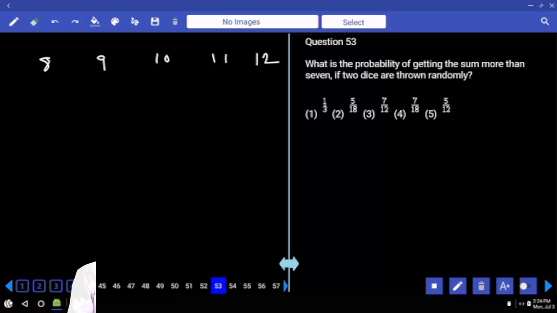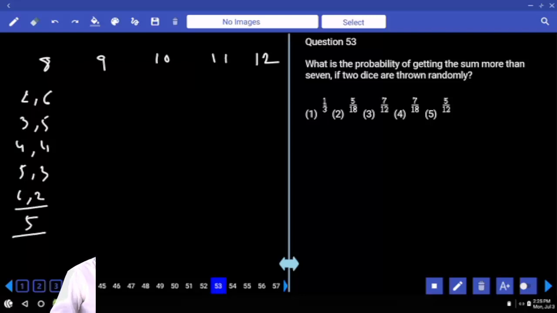How many chances are there for getting a sum of 8? 5. Tell me which ones: 2, 6, 3, 5, 4, 4, 5, 3, 6, 2. How many total chances are there? 5. Coming to 9, tell me: 3, 6, 4, 5, 5, 4, 6, 3. 4 chances. Right? So then it reduces by one each time.